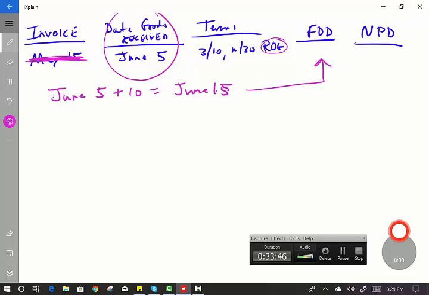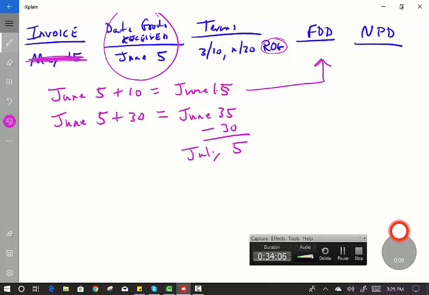Okay, it does give me a net date, so I'm going to start with June the 5th again, the date that the goods were received, plus 30 days, and that equals June the 35th. I'm going to subtract out 30 days in June since 35 doesn't exist, and that'll give me 5 days in July. And so July the 5th is the net payment date without a discount. Okay, number 12.